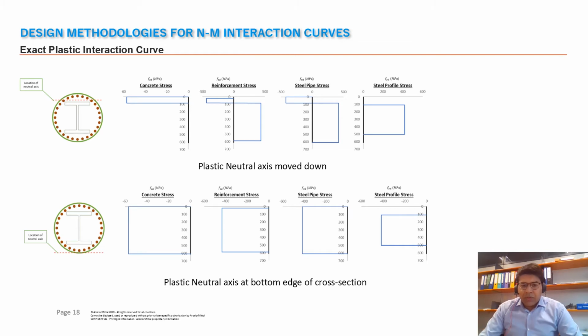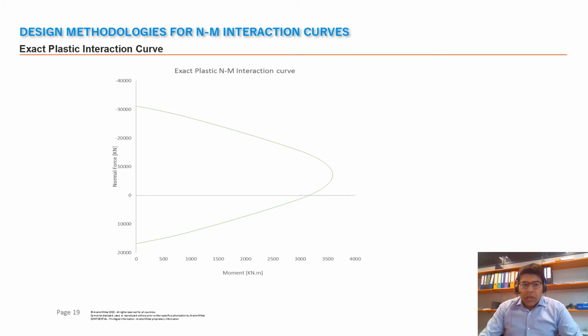And in the bottom figure, you see the whole cross section is under compression. So you have the maximum compressive strength of concrete, steel reinforcement, and so on. And if we can calculate the normal force and the bending moment in each fiber, they can then be represented in a loci of points to form an interaction curve, and this we would call an exact plastic NM interaction curve.